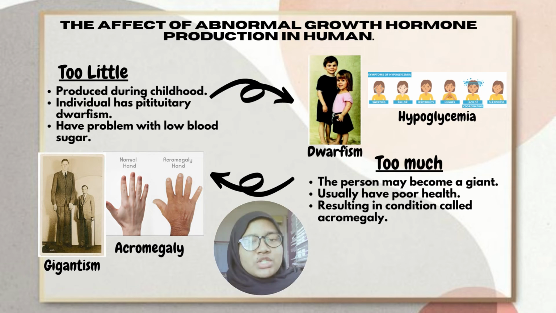Meanwhile, if too much growth hormone is secreted during childhood, the person may become a giant. Giants usually have poor health primarily because growth hormone cancels out the effect of insulin, promoting diabetes mellitus. On other occasions, if growth hormone is overproduced in adults, a condition called acromegaly results. This is because long bone growth is no longer possible in adults. Only the feet, hands, and face can respond, and this portion of the body becomes overly large.